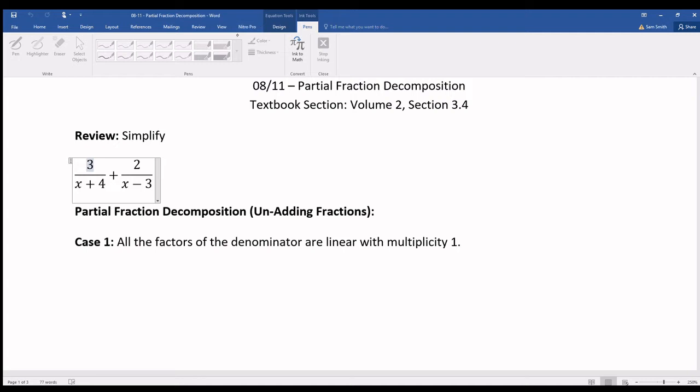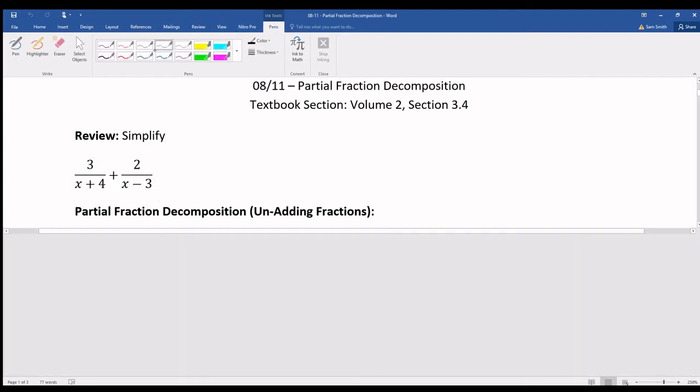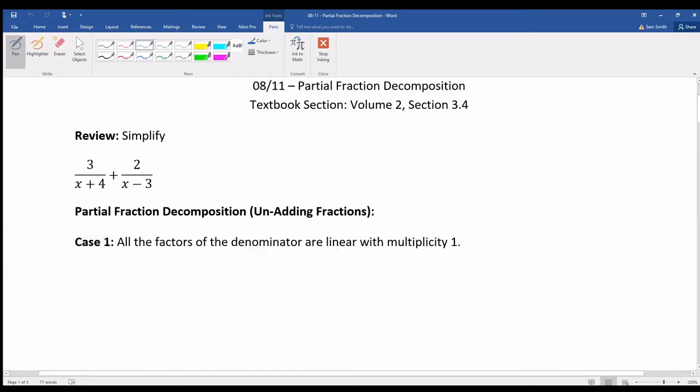So to begin with, let's do a little review exercise where we add together these two fractions, 3 over x plus 4 plus 2 over x minus 3. Now, whenever we're adding fractions, we need to make sure that they have the same denominator. So we go through and we insert a common factor of x minus 3 into the left-hand fraction, common factor of x plus 4 into the other fraction.